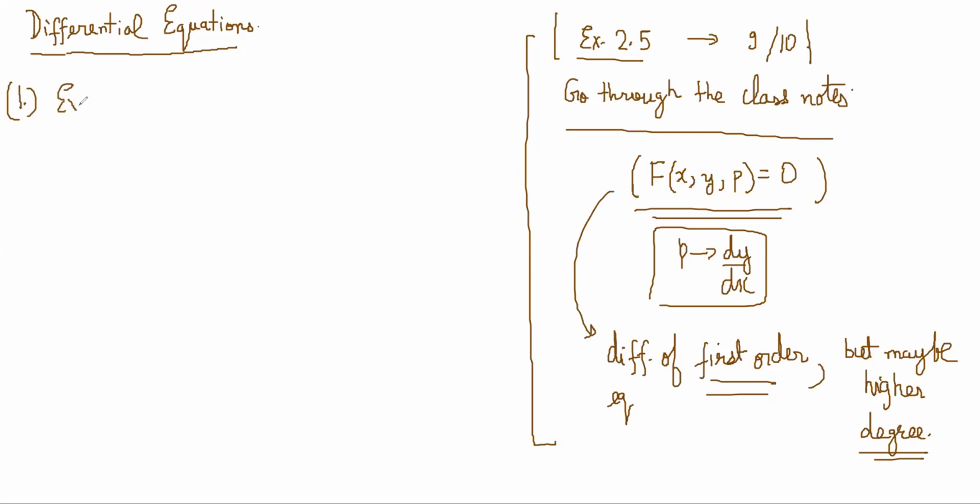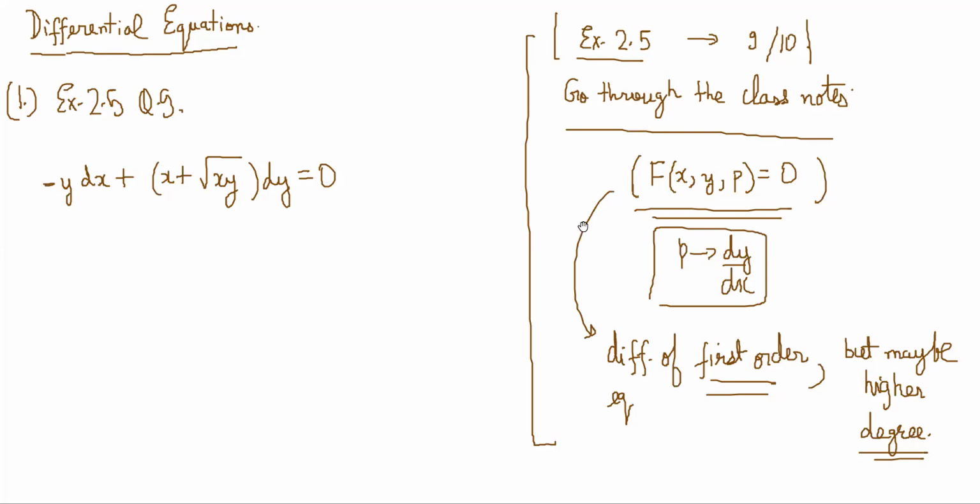So exercise 2.5 question 9. Okay, 1 second. Question 9. So 2.5 question 9 is minus y dx plus (x plus root xy) dy is equal to 0.